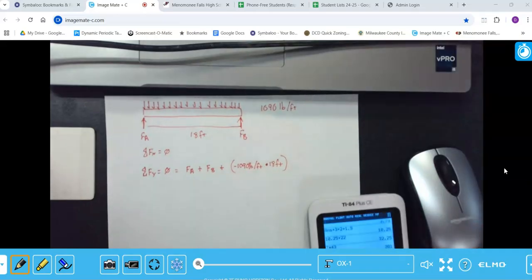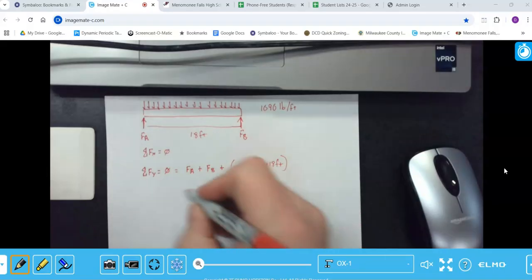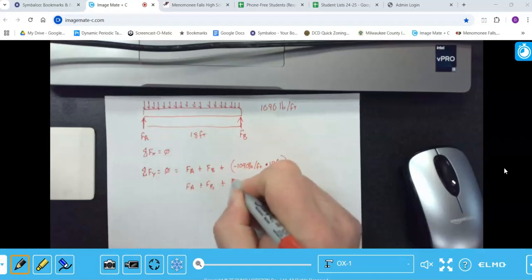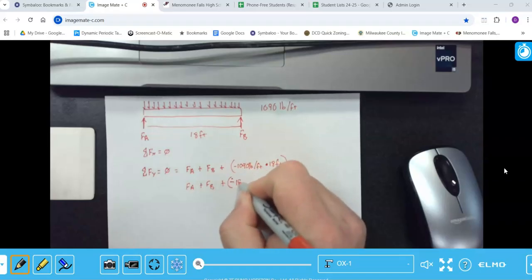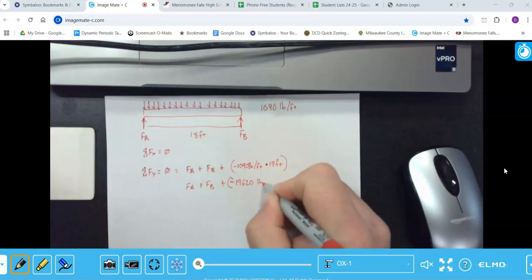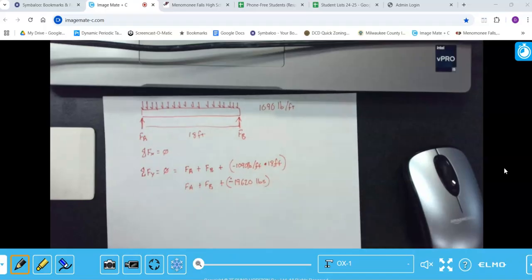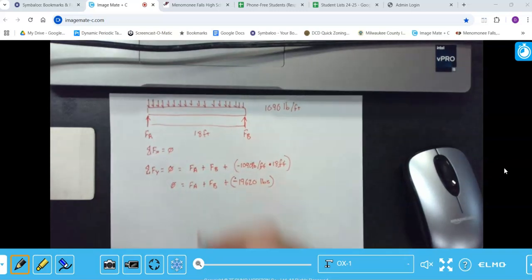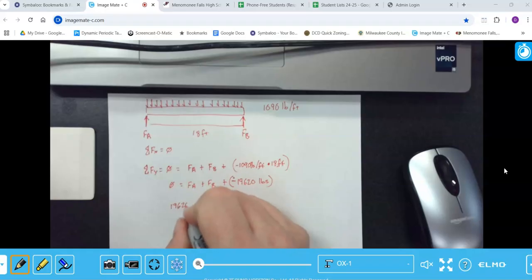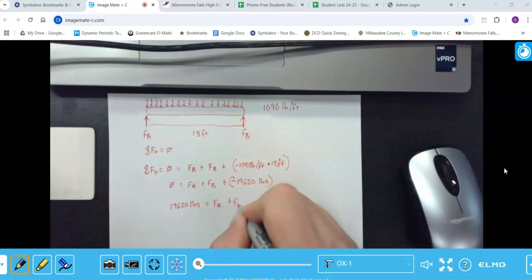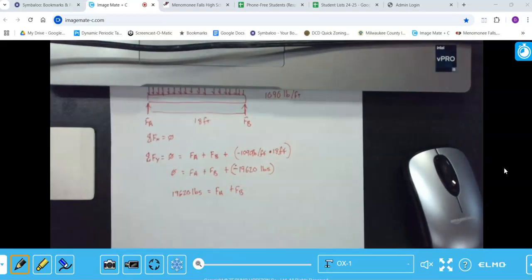So when I do 1,090 times 18, I get force A plus force B minus 19,620 pounds. The reason that's negative is because it's acting down. The foot and the foot would cancel, and this is still all equal to 0. So a little bit of algebra would allow me to say 19,620 pounds is equal to force A plus force B. And at this point I'm stuck because I don't know what force A or force B are.